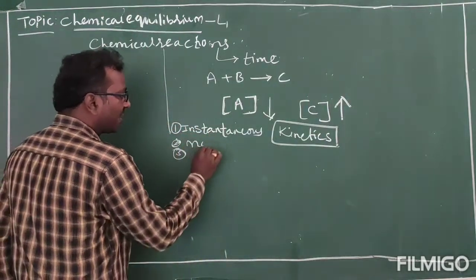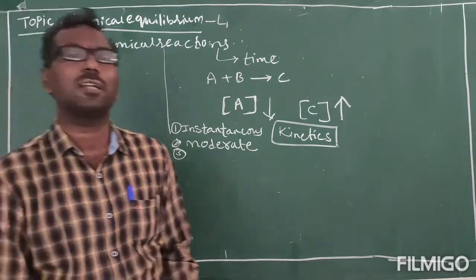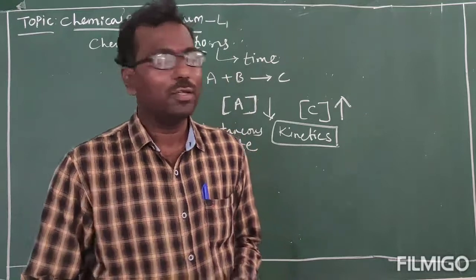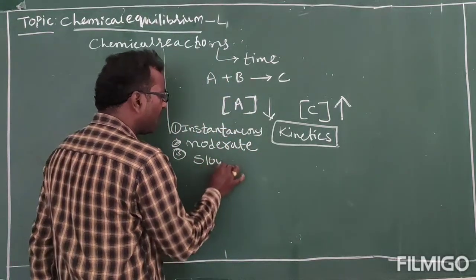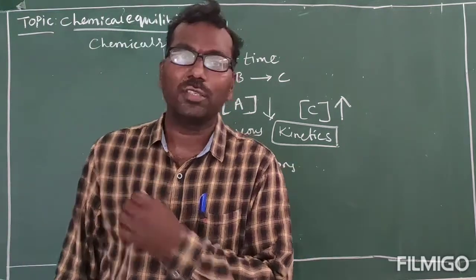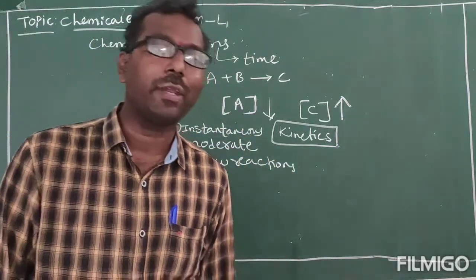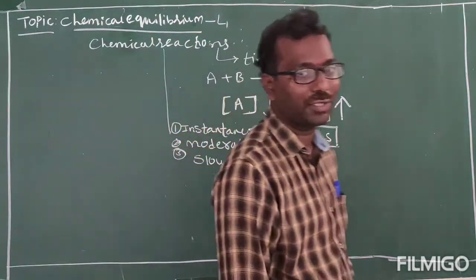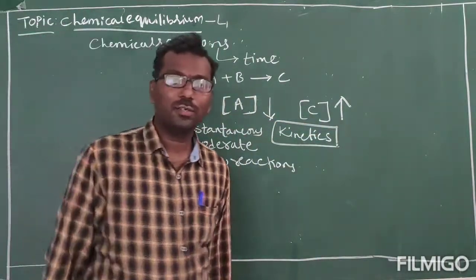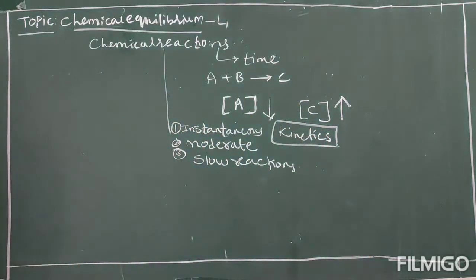And moderate reactions. Moderate reactions are those which take some hours of time, not more than 24 hours. And slow reactions are those which take so much time. Photosynthesis we can take as a moderate reaction. Digestion of food is a moderate reaction, whereas growing of the human body is a slow reaction. Growing of a plant is a slow reaction. So these are all time consuming processes.